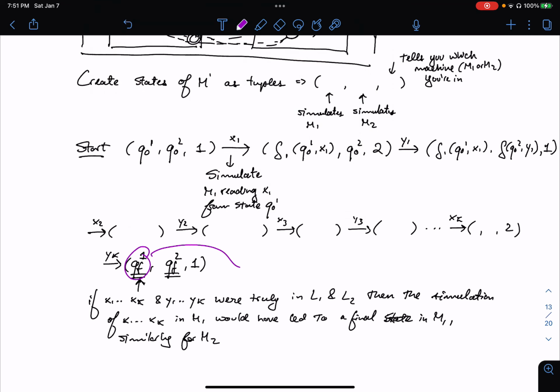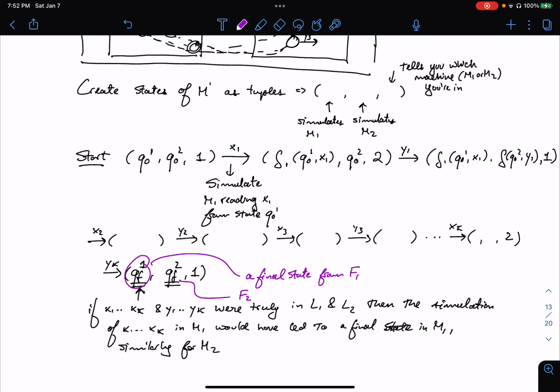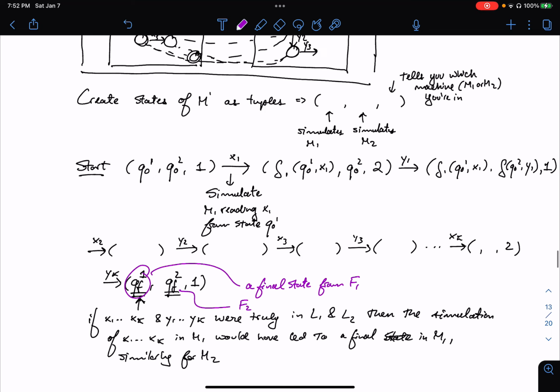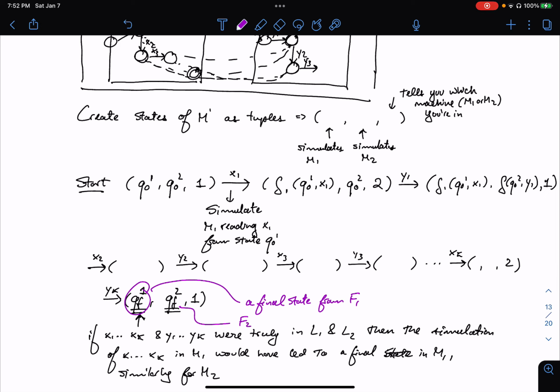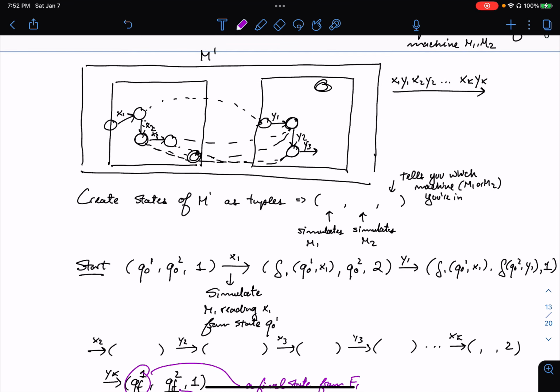So this should be a final state from F1, and then this should be a final state from F2. Okay, and this is what the machine M prime would need to look like, right? Because it would shuffle back and forth between the computation of M1 and M2, and it would only accept the string x1, y1, x2, y2, and so on, if each of the individual strings could lead to a final state. Okay? And so this construction, M prime, is the machine that would accept shuffle L1, L2.